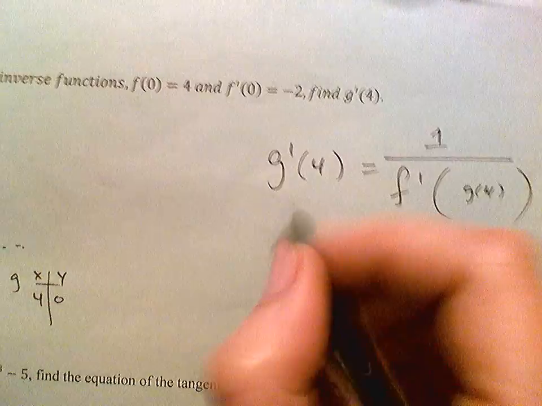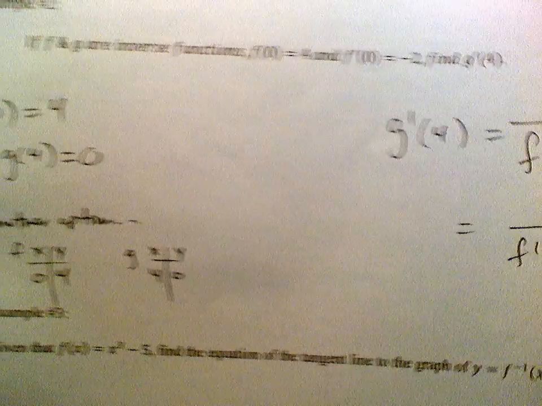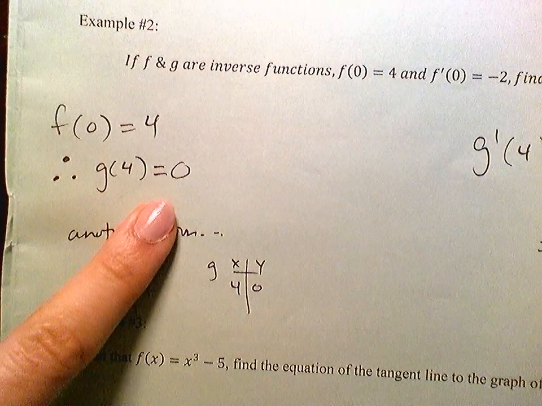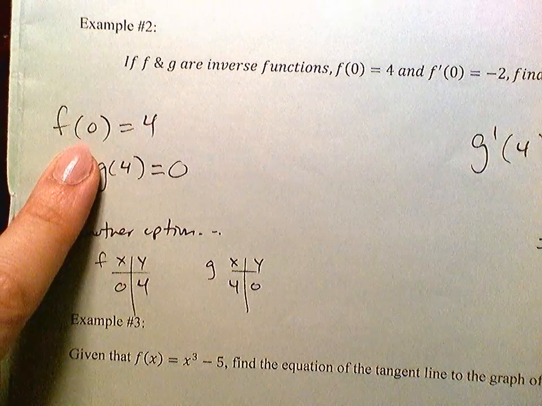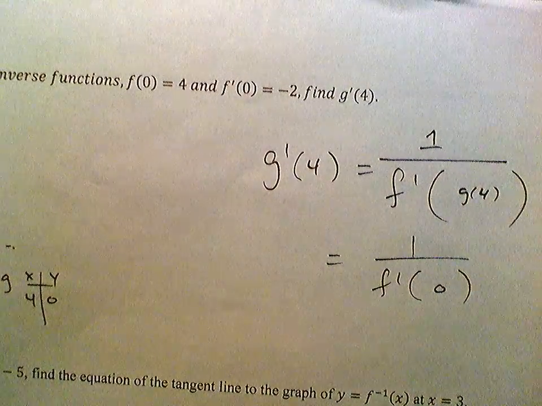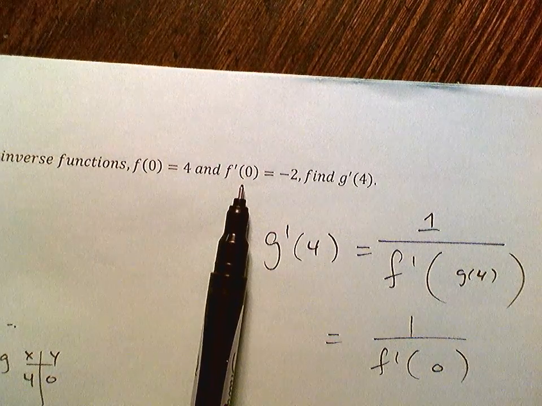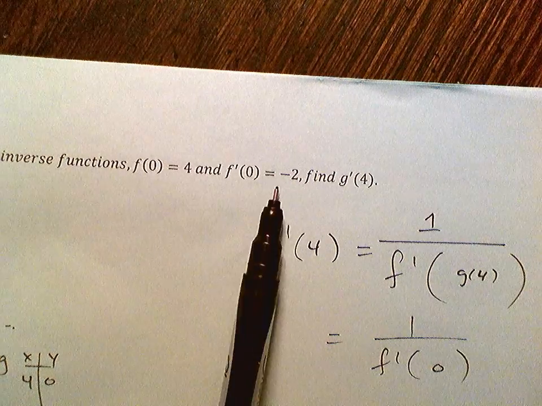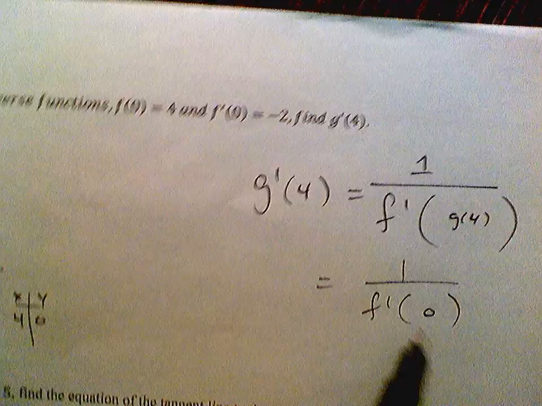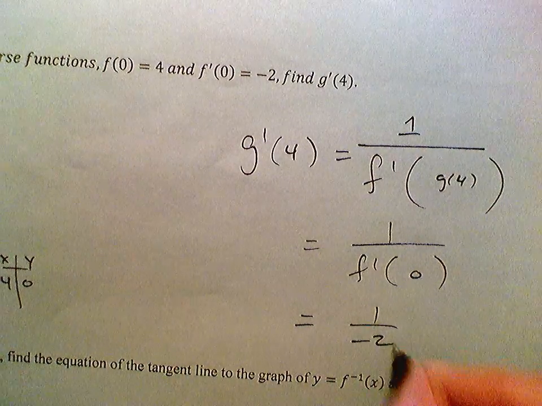So we've got 1 over f prime of, we just figured out that g of 4 is 0, given this information and the fact that these are inverses. And then they gave us f prime of 0. These problems will usually work this way, guys. They're definitely giving you what this ends up being, usually. And then this is 1 over negative 2.